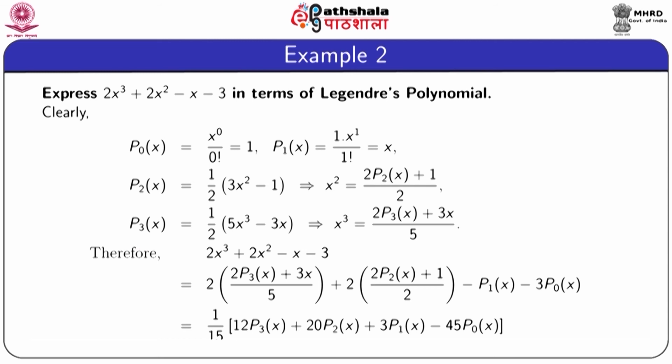Now, in the given polynomial, we substitute the values of x³, x², x and the constant here, and if you simplify, you get 1/15 (12 P3(x) + 20 P2(x) + 3 P1(x) − 45 P0(x)). So, this is the solution of this particular problem.